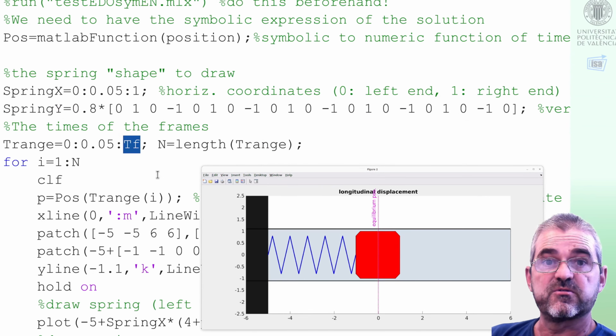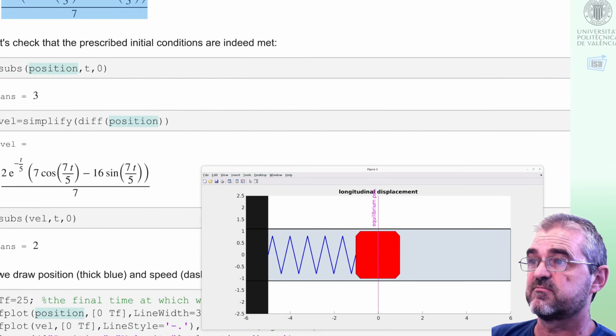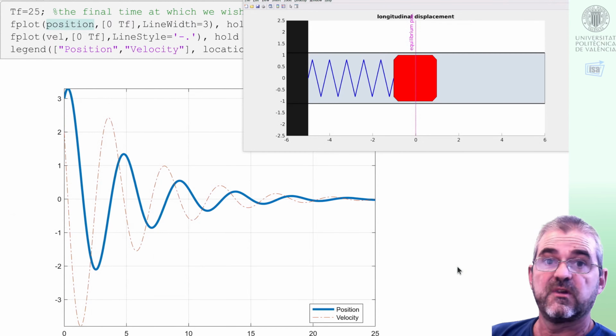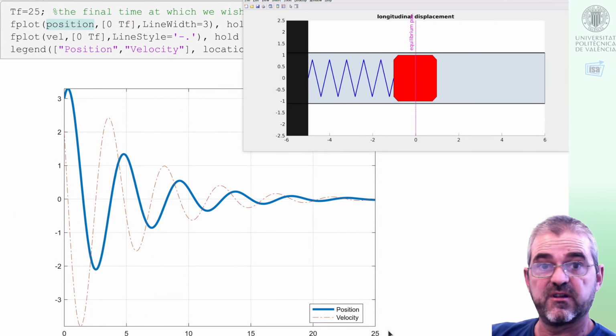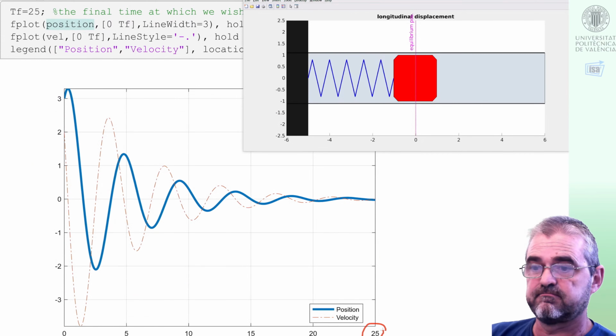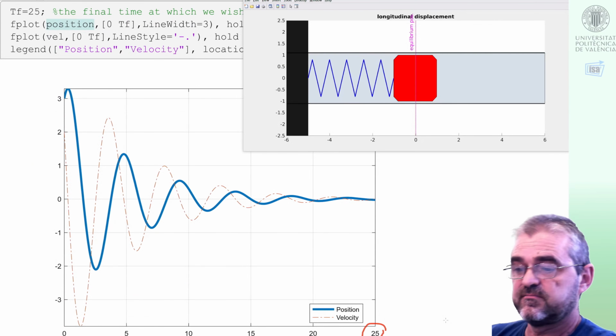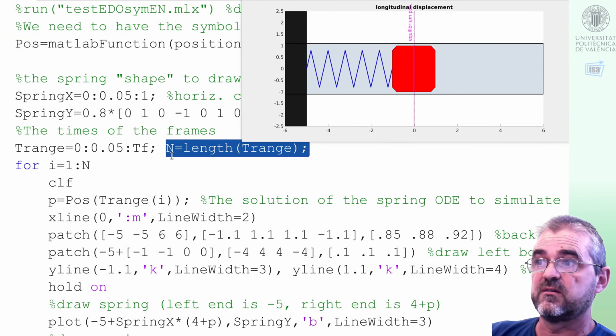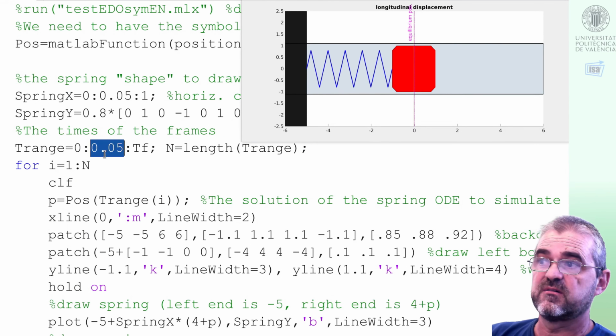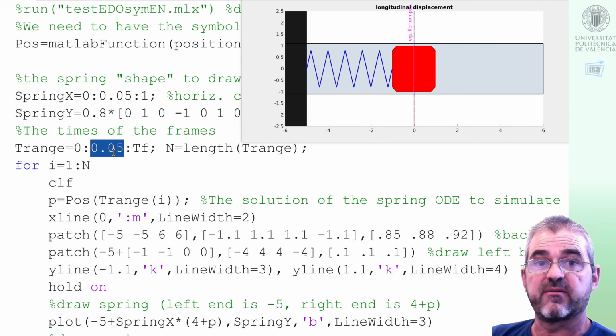TF is also a variable in the workspace that I used as final time in these time response plots in the previous video. It was 25 seconds. And I will present capital N frames, each frame corresponding to a separation of 0.5 seconds. So if this were real time, this would be prepared to render 20 frames per second.